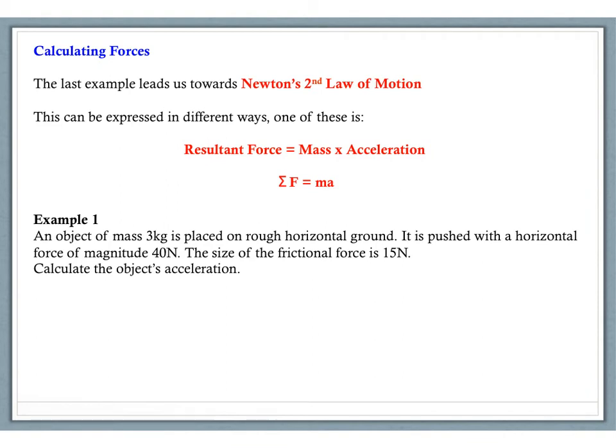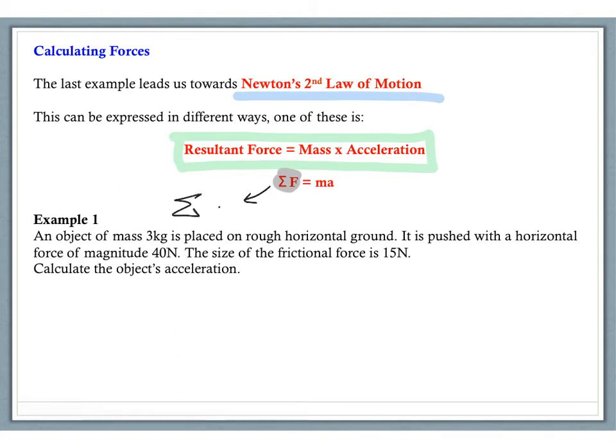The last example leads us towards Newton's second law of motion. We can express this in a number of different ways. The one you're most likely to see is that resultant force is equal to mass multiplied by acceleration. So the resultant force acting is equal to the mass of an object multiplied by its acceleration. Symbolically, if we're talking about resultant force, you will often see sigma F, and you've seen that symbol sigma previously, which means the sum of, which is another word for resultant.